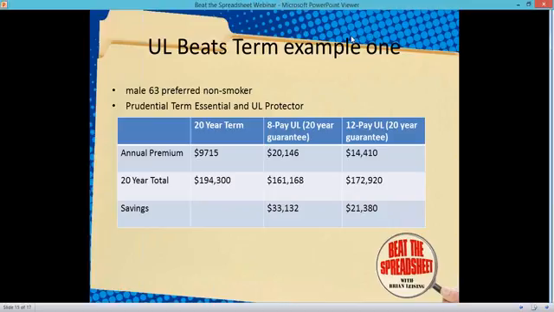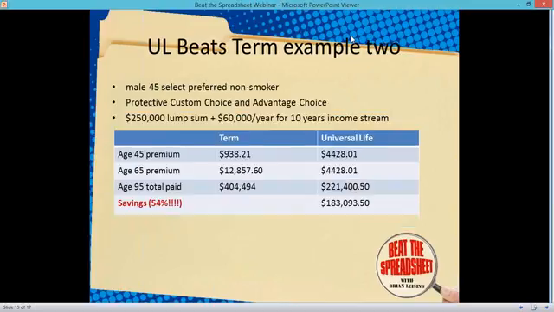Now, maybe 20 grand is too steep for our client. If we pay it over 12 years, now the client's only paying in $14,000 a year, for a total of $172,000. We still saved our client $21,000 over that time period. So again, if your clients have got the cash flow to do this, that's something to consider. In some cases, a UL can cost less than term.